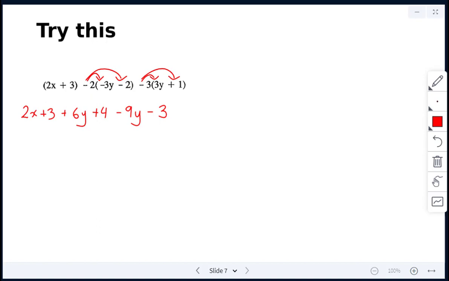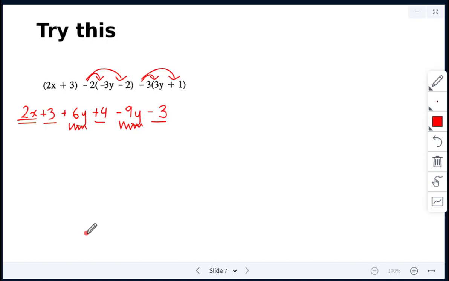Again, use lines or different colors. So we have a 2x, no other x here, so it's just by itself. Okay, so 2x is by itself. Then we have 3 with positive 4 and negative 3. And then we have 6y and negative 9y.